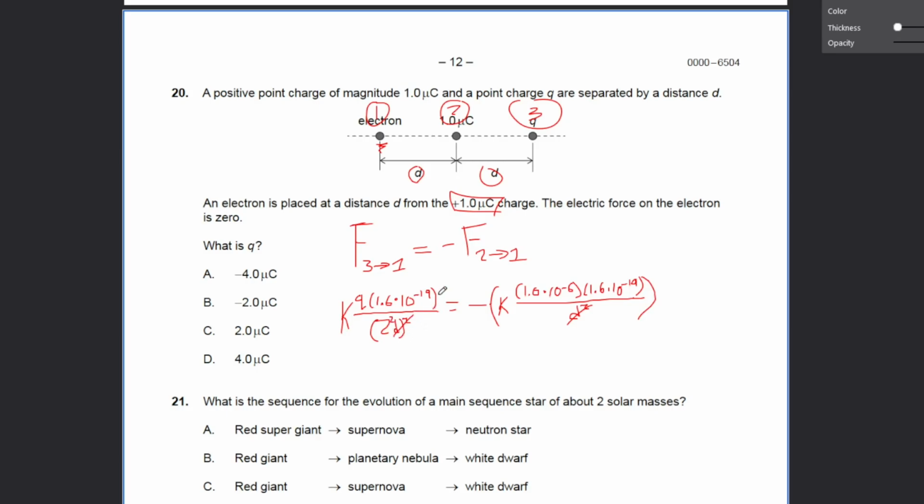And the 1.6 times 10 to the negative 19 also cancels, as do the k. So I'm left with q over 4 is equal to negative 1.0 times 10 to the negative 6. If I multiply each side by 4, I get q is equal to negative 4 microcoulombs. That is answer choice A.